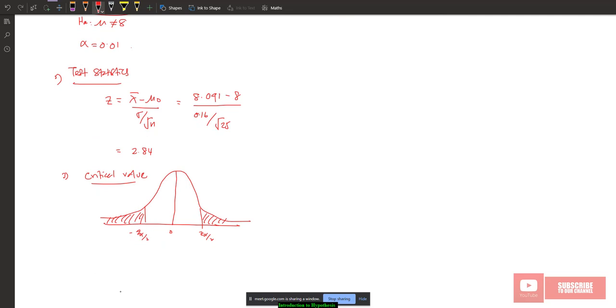0.01 divided by 2 is 0.005, right? So we want to find z 0.005. So z 0.005 is equal to negative 2.575. This is 2.575, right? So this is the critical value.